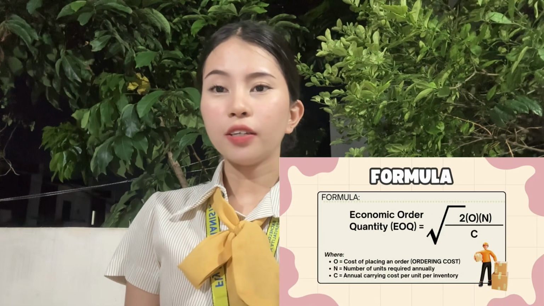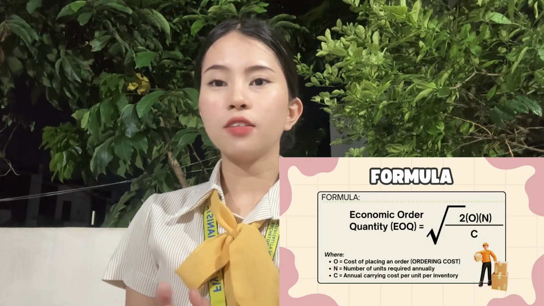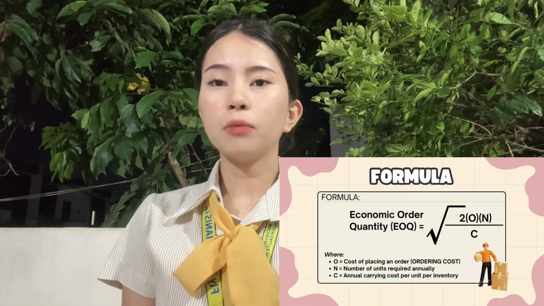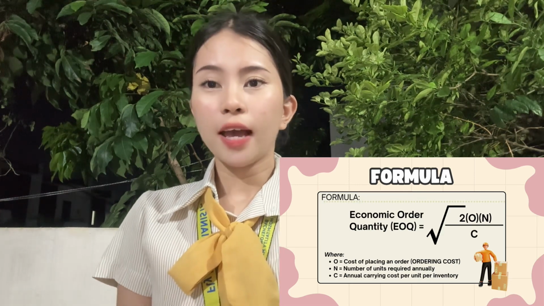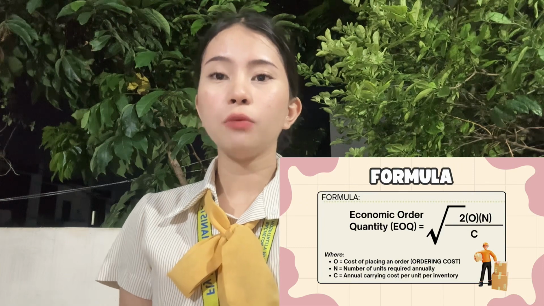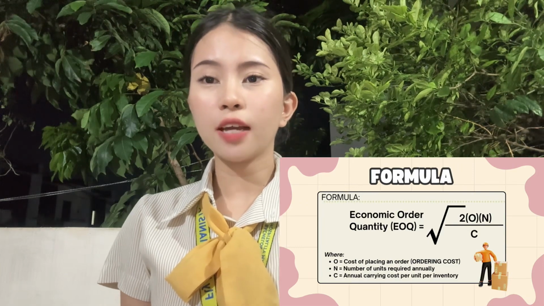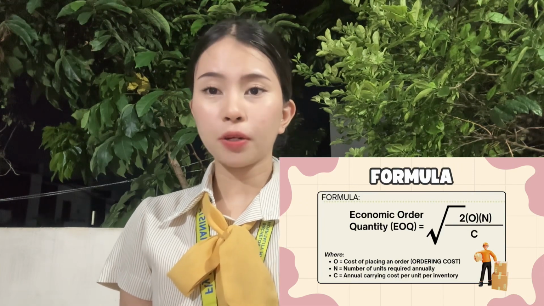The formula for EOQ, or economic order quantity, equals the square root of 2 multiplied by O, which is the cost of placing an order or ordering cost, and N, which is the number of units required annually, divided by C, which is the annual carrying cost per unit of inventory.